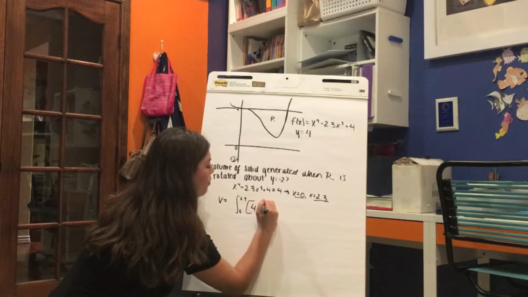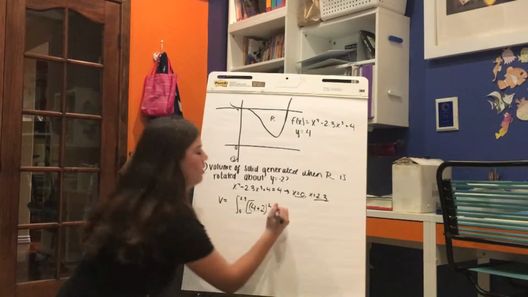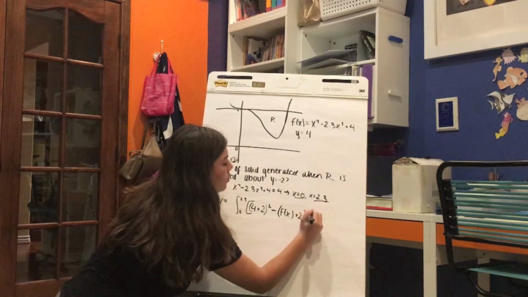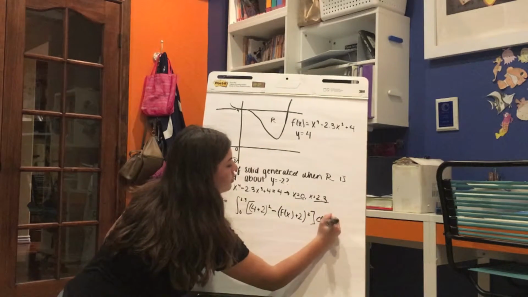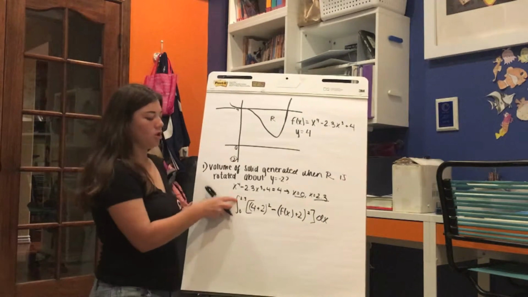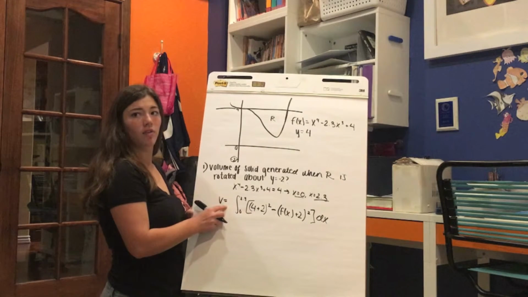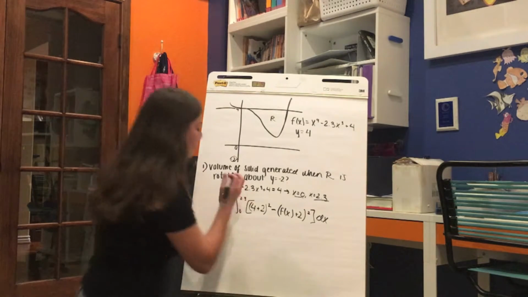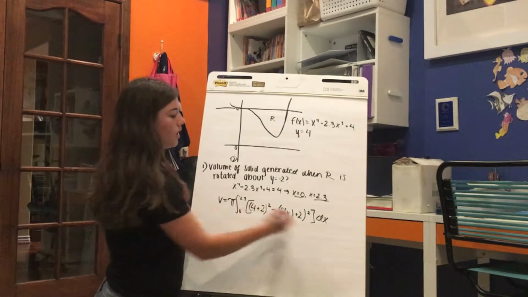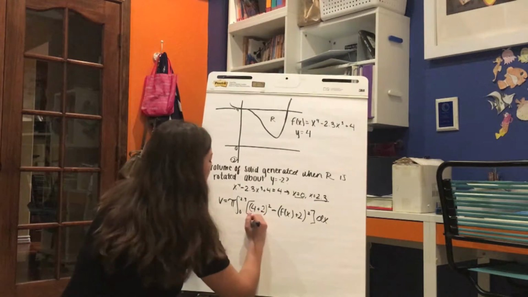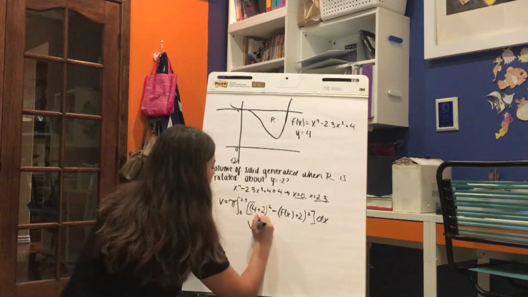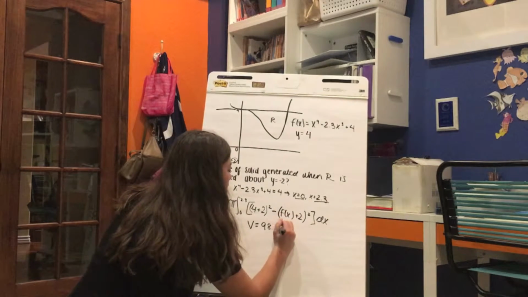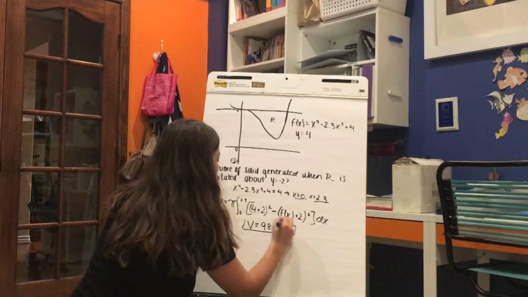You do 4 plus 2 squared minus all of f of x plus 2 squared, and then don't forget your dx. The next part is you want to make sure you have a pi in front of your integral. Otherwise it's just going to throw it all off. So you don't forget the pi. It's going to be like that. Once you get this, you plug it into your graphing calculator, and you're going to get your volume is equal to 98.868. So that is it right there.